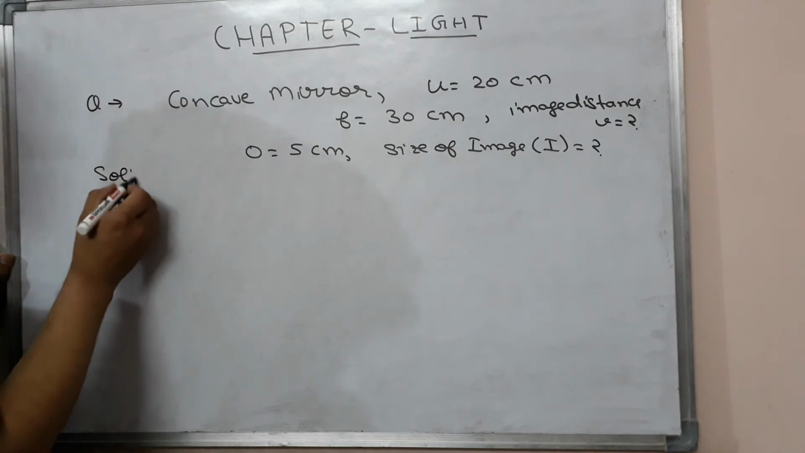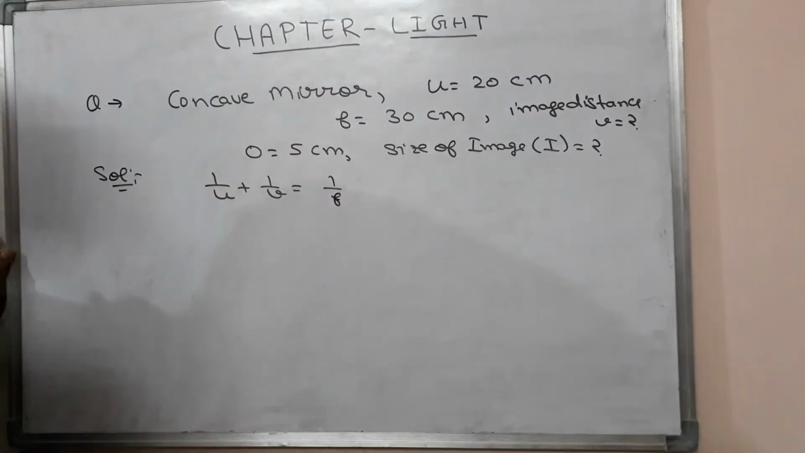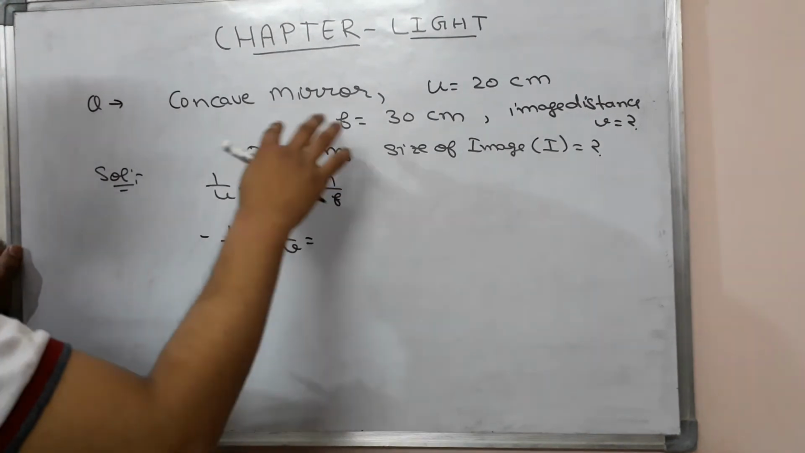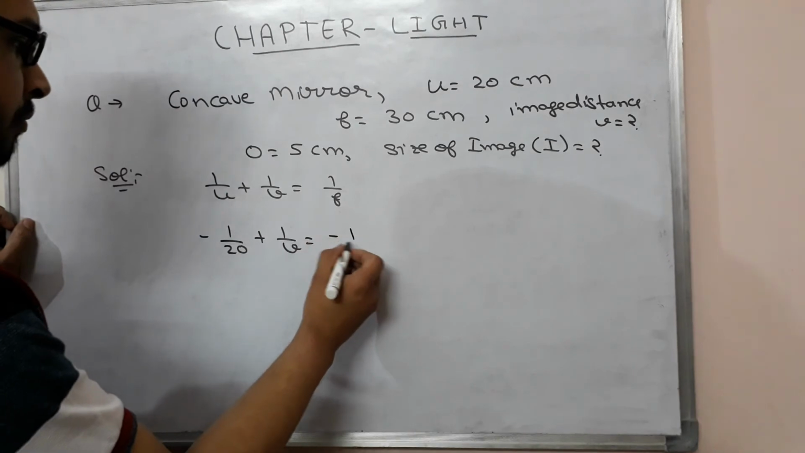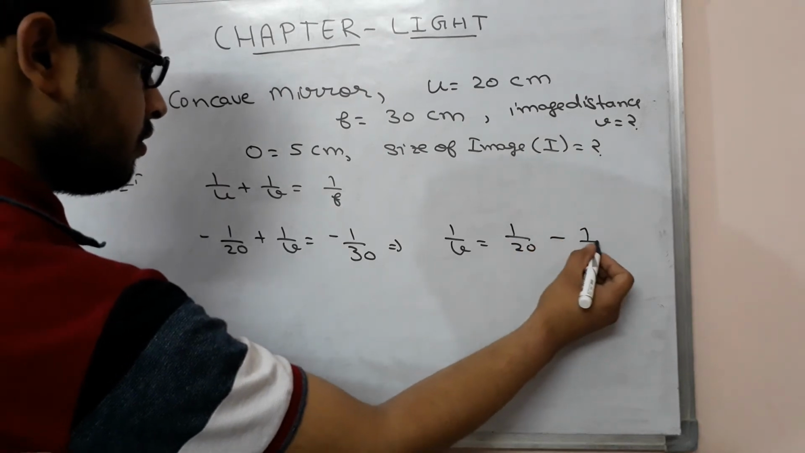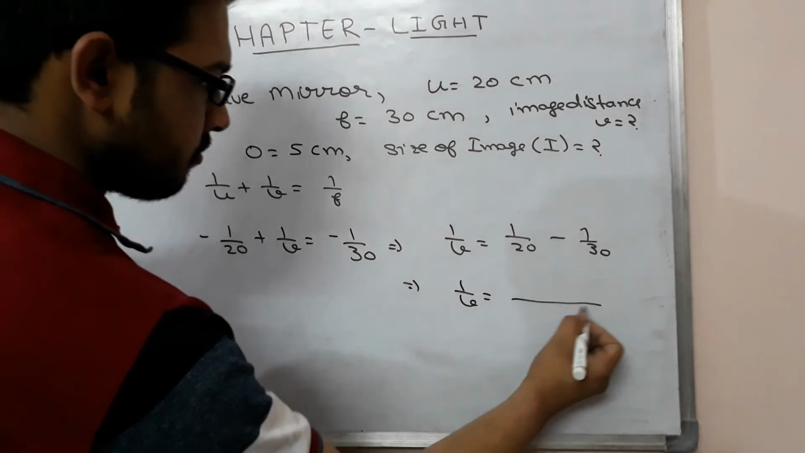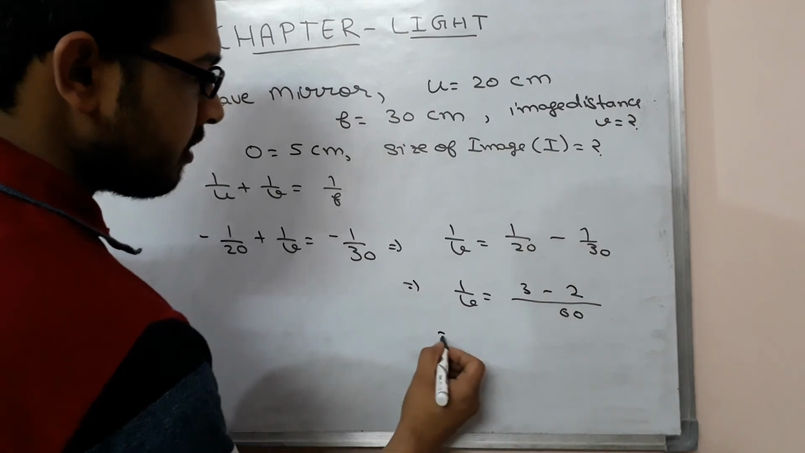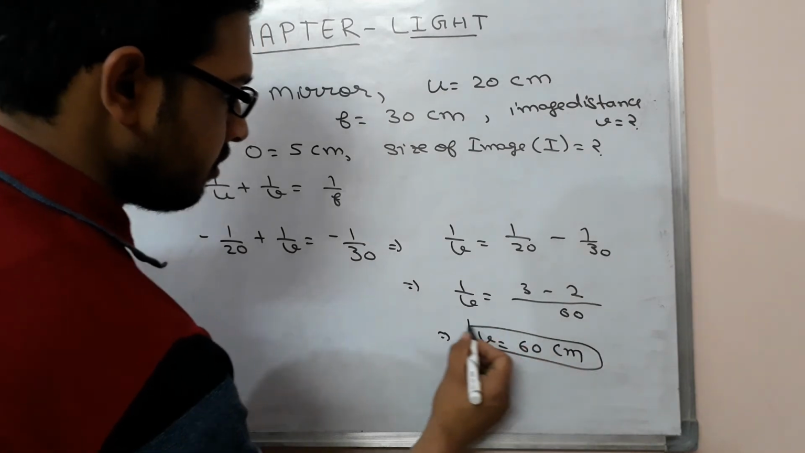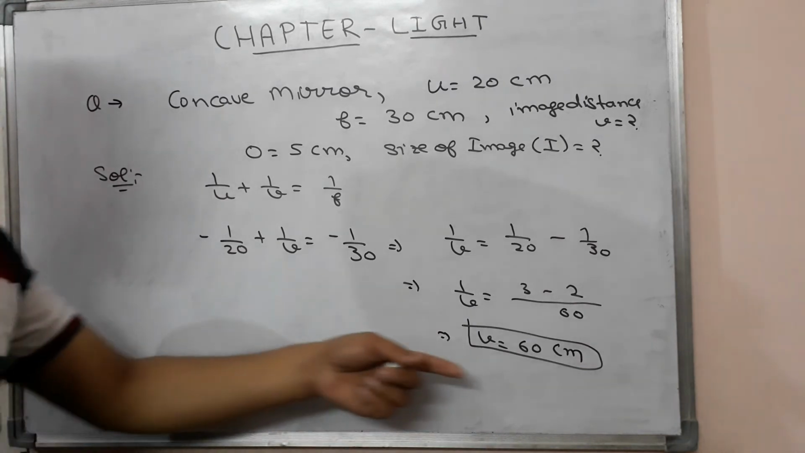Now solving this numerical. Object distance 20 centimeter is given, so we will put it. Focal length in the case of concave mirror will be negative, so -1/30. The LCM will be 60. -3 -2. So v comes out to be 60 centimeter. We have calculated the image distance, that comes out to be 60 centimeter.